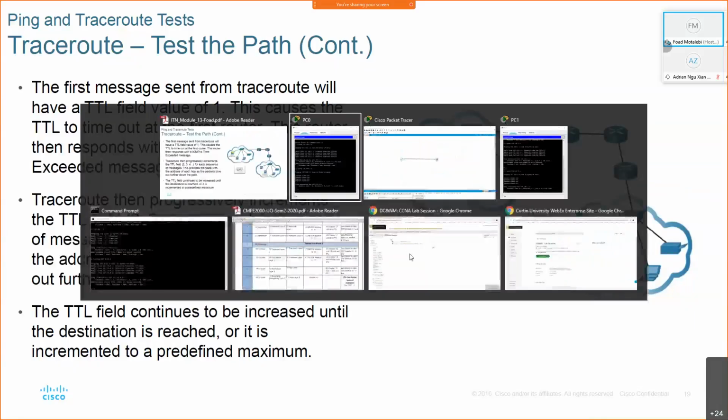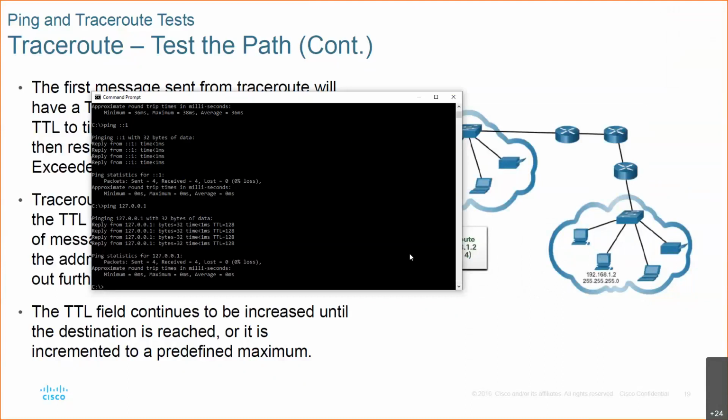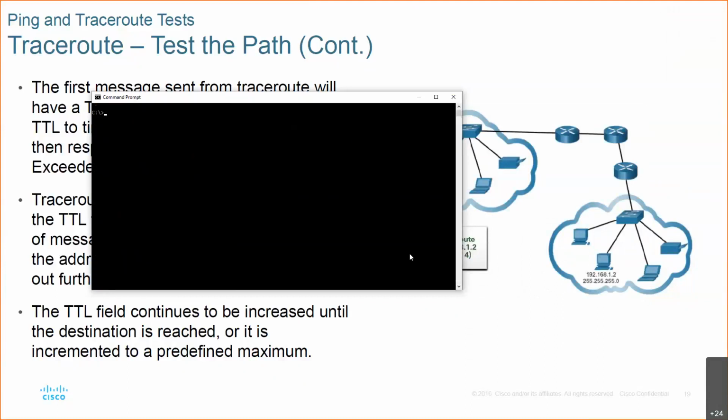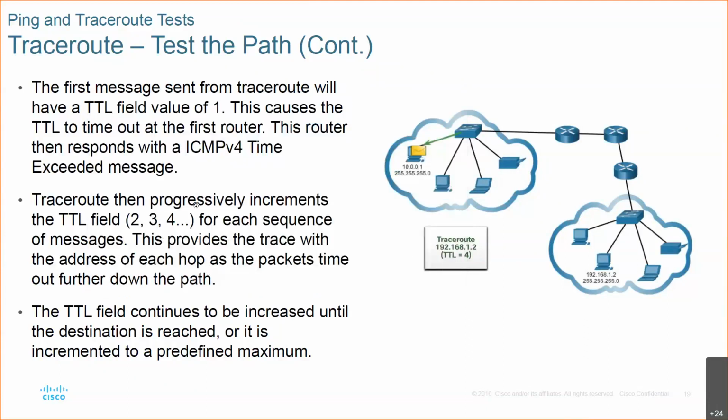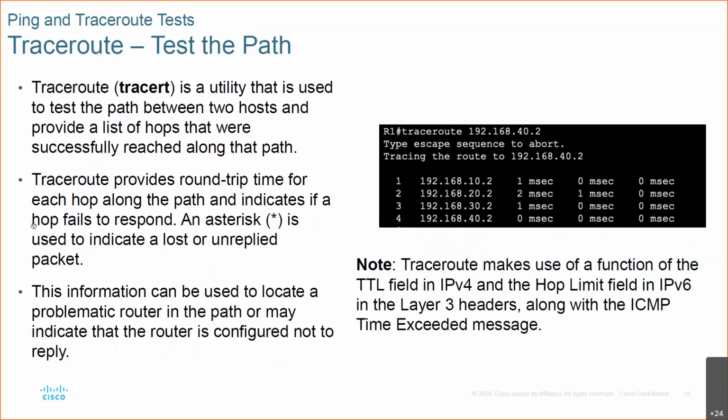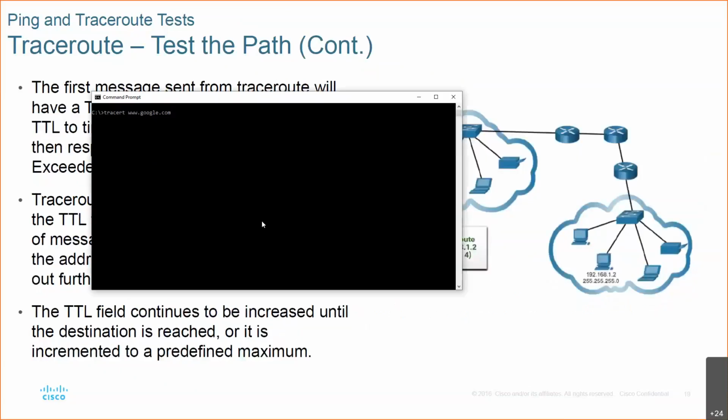Let's try this as well. I'll try it on my actual computer. So what I do is I type traceroute. Let's see how many hops to google.com. It also says that sometimes if it fails to respond from one router, you will get an asterisk. So let's see, in order to access google.com from this PC, how many hops it takes.